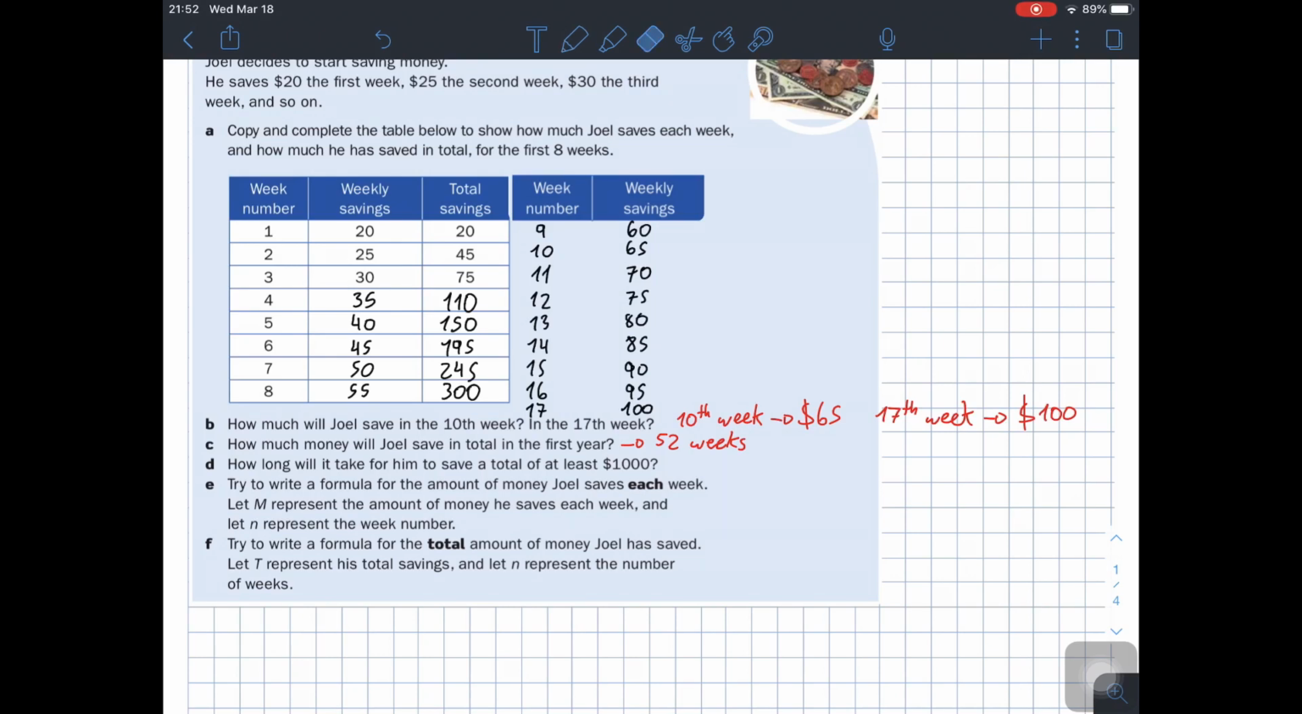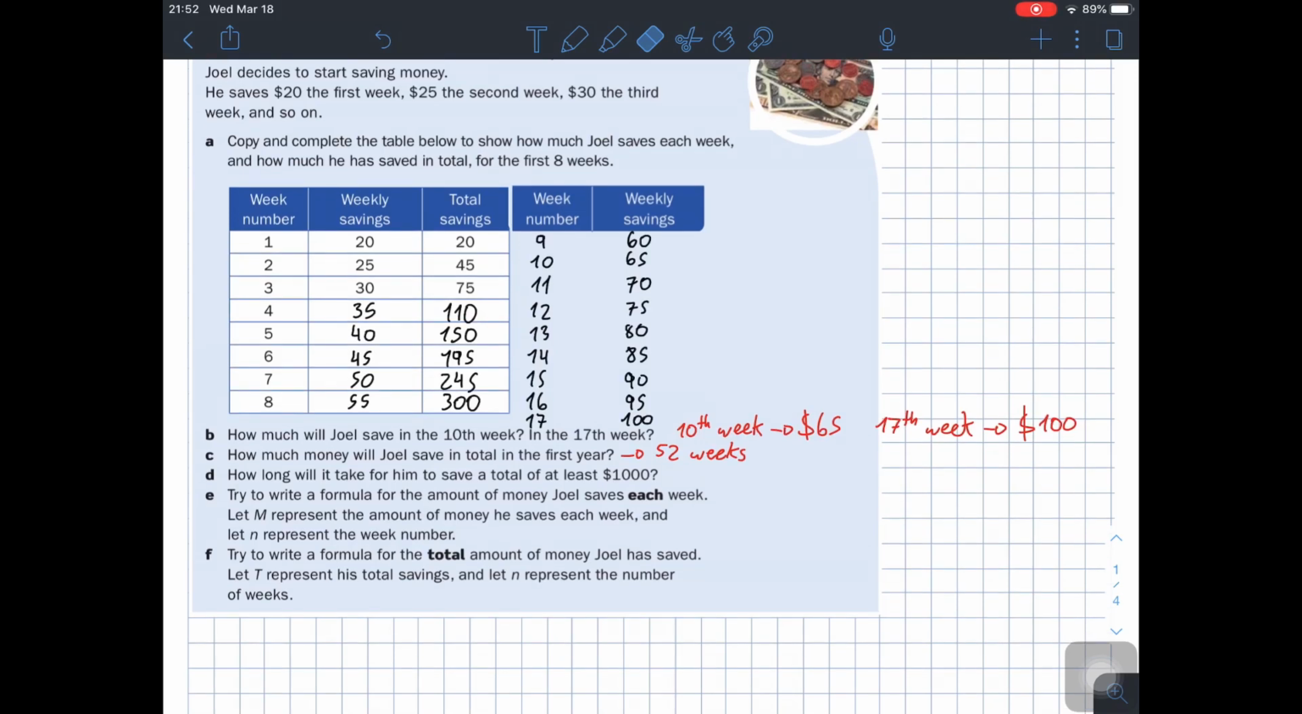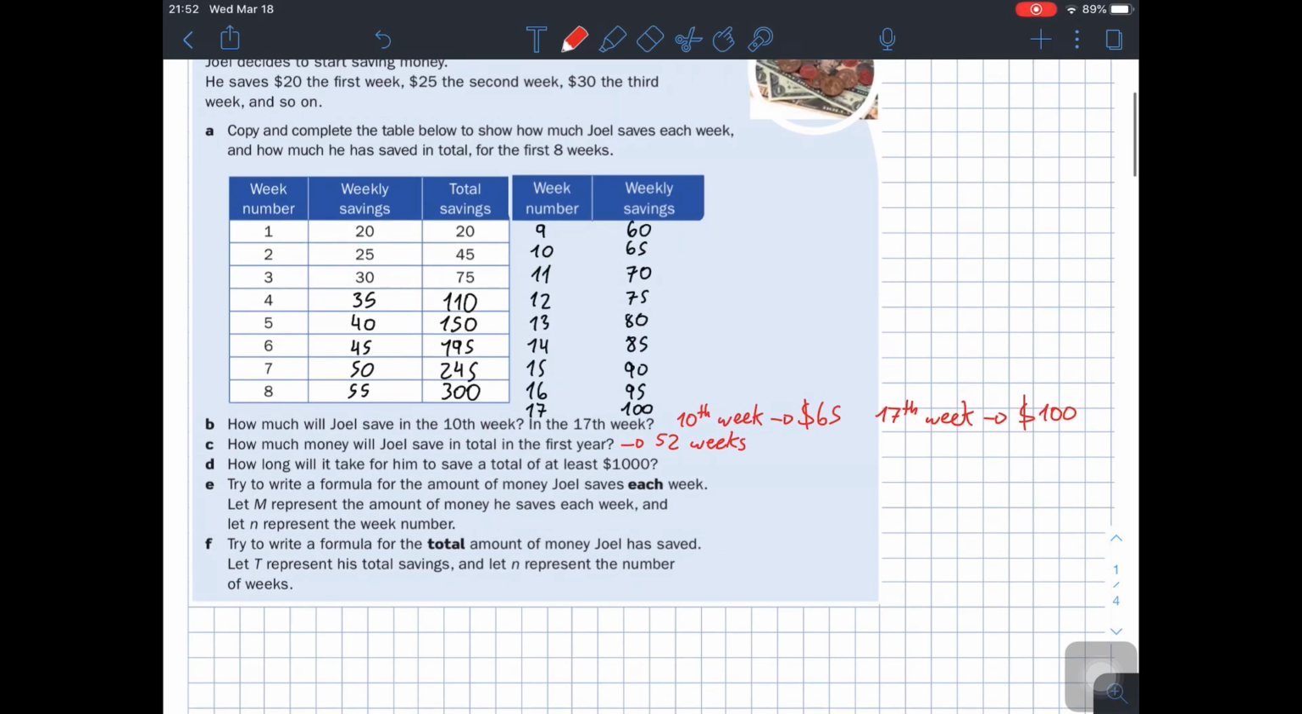So here is when the concept of patterns and sequences gets into action, right? We need to find a general formula that lets us calculate the amount of money saved for any week, for the cases where the nth term is too big. For example, in this case, which is 52 weeks. And not only that, we don't only need to calculate the 52nd term, but we also need to calculate the sum of all of the previous terms until week number 52 in order to know how much Joel saved in total.